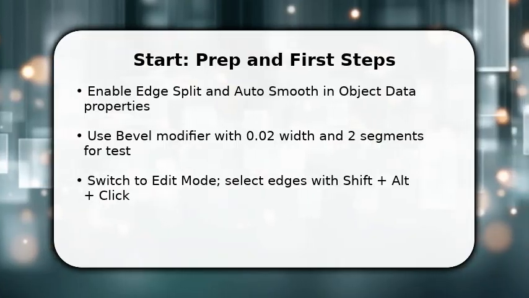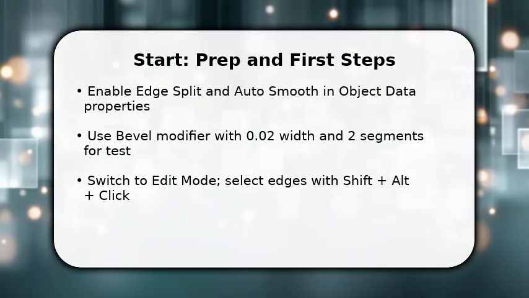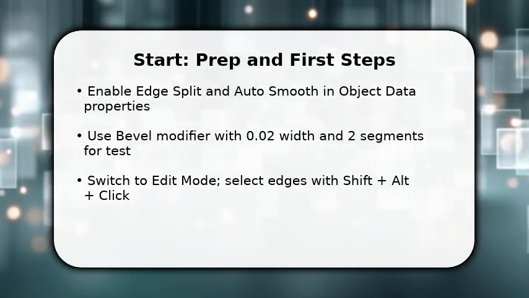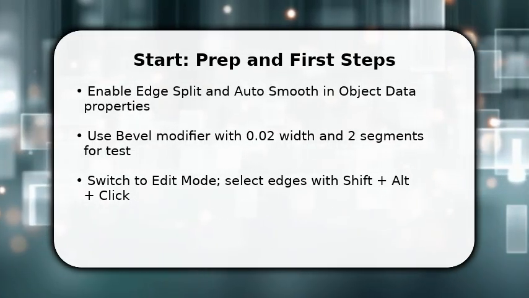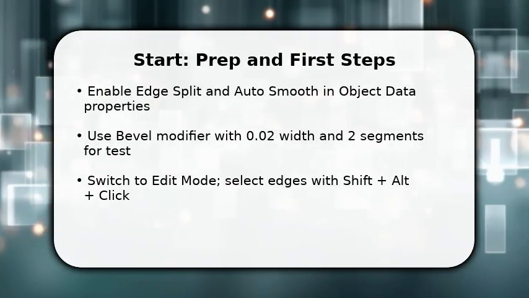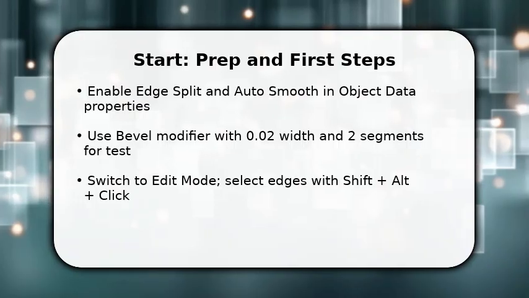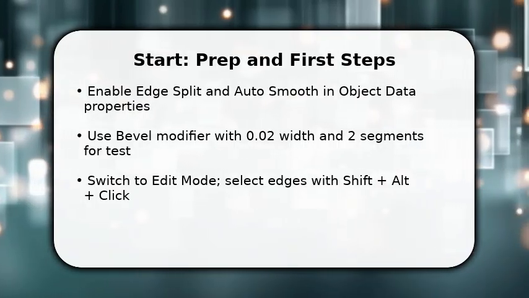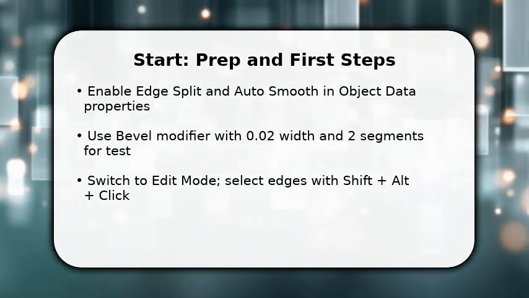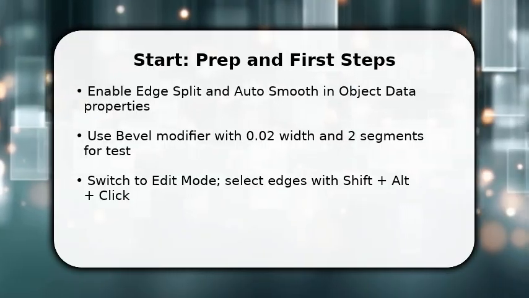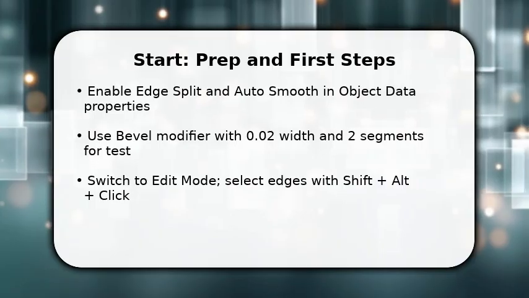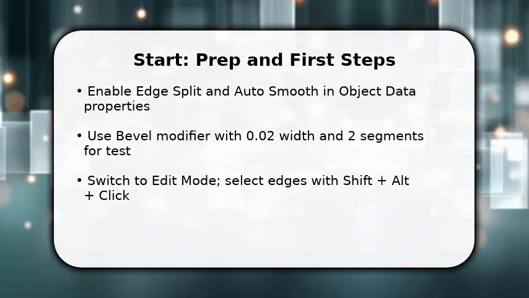You begin by preparing the mesh for controlled edges. First, apply a scale transform so bevels behave predictably. This prevents odd widths. Once done, enable Auto Smooth and Edge Split to keep shading clean. Next, add a bevel modifier with a small width like 0.2 and 2 segments to test. This gives a crisp profile without heavy geometry.